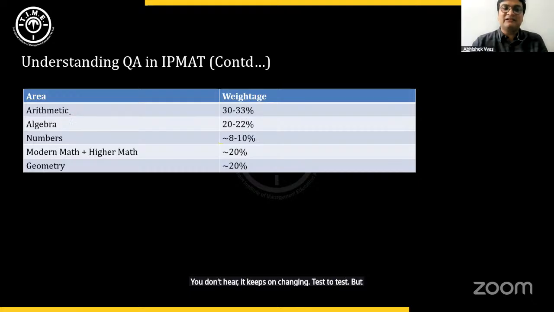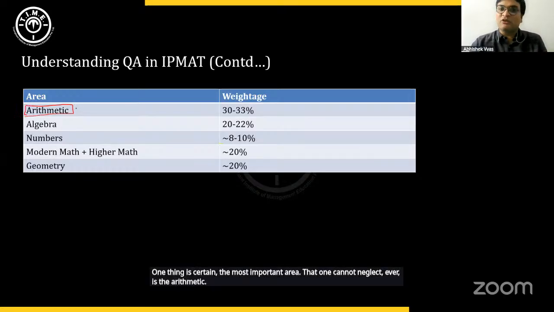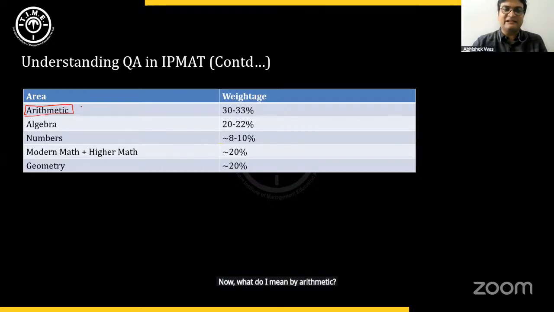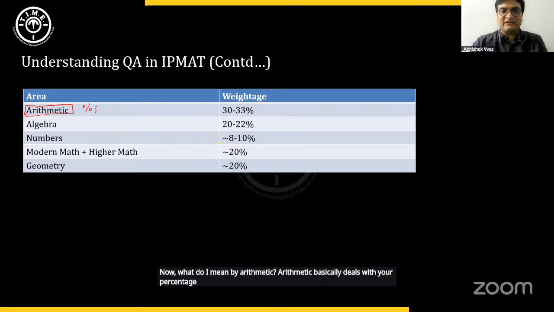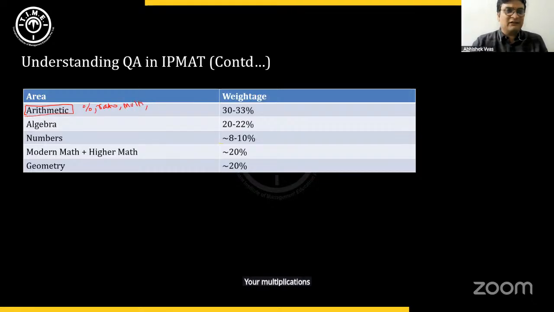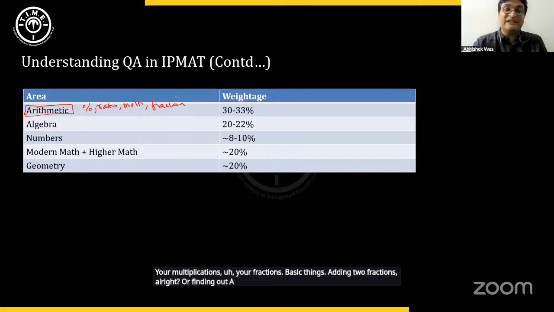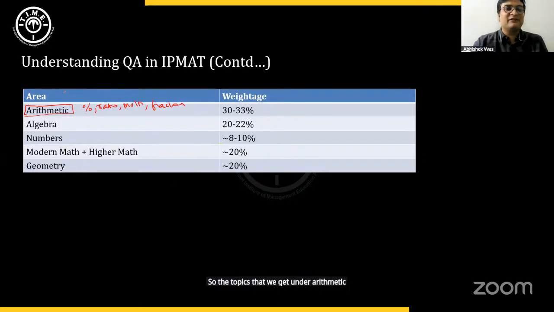But still, one thing is certain, the most important area that one cannot neglect ever is the arithmetic. Now, what do I mean by arithmetic? Arithmetic basically deals with your percentage calculations, your ratios, your multiplications, your fractions, basic things, adding two fractions, all right? Or finding out A is what percentage of B, those kind of questions. So the topics that we get under arithmetic are topics of your school level. So for example, simple equations.